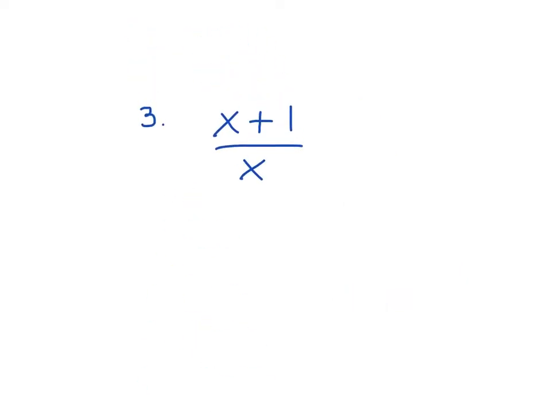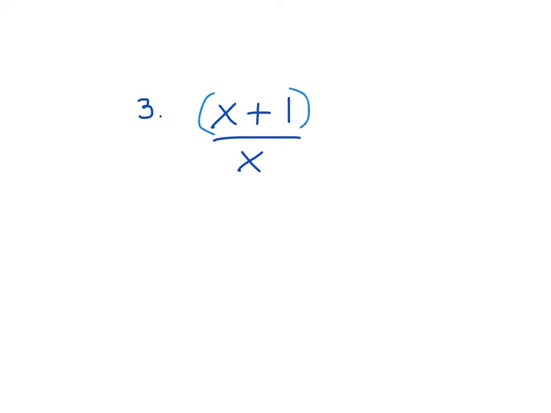All right, let's try the next one. Can I simplify anything here? Now, notice I did not put parentheses around the numerator, but you need to remember that this is a grouping symbol. It's a fraction bar. Can I reduce anything here? What can I simplify? Anything? Or is this already in simplest form? It's already in simplest form.